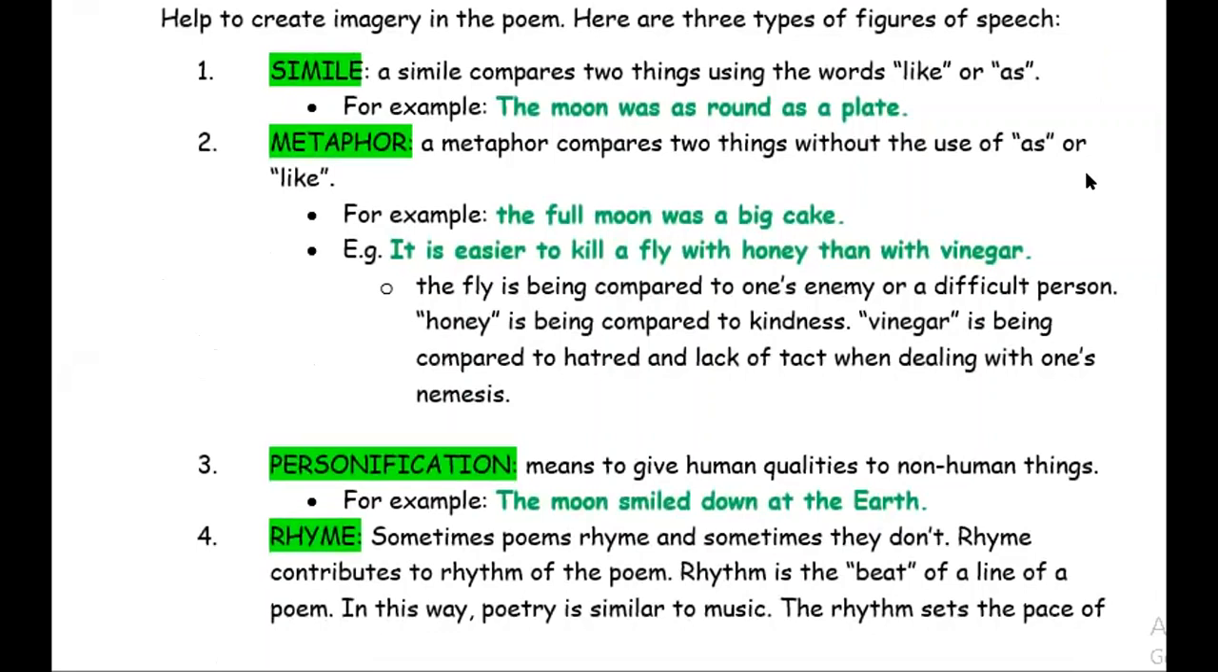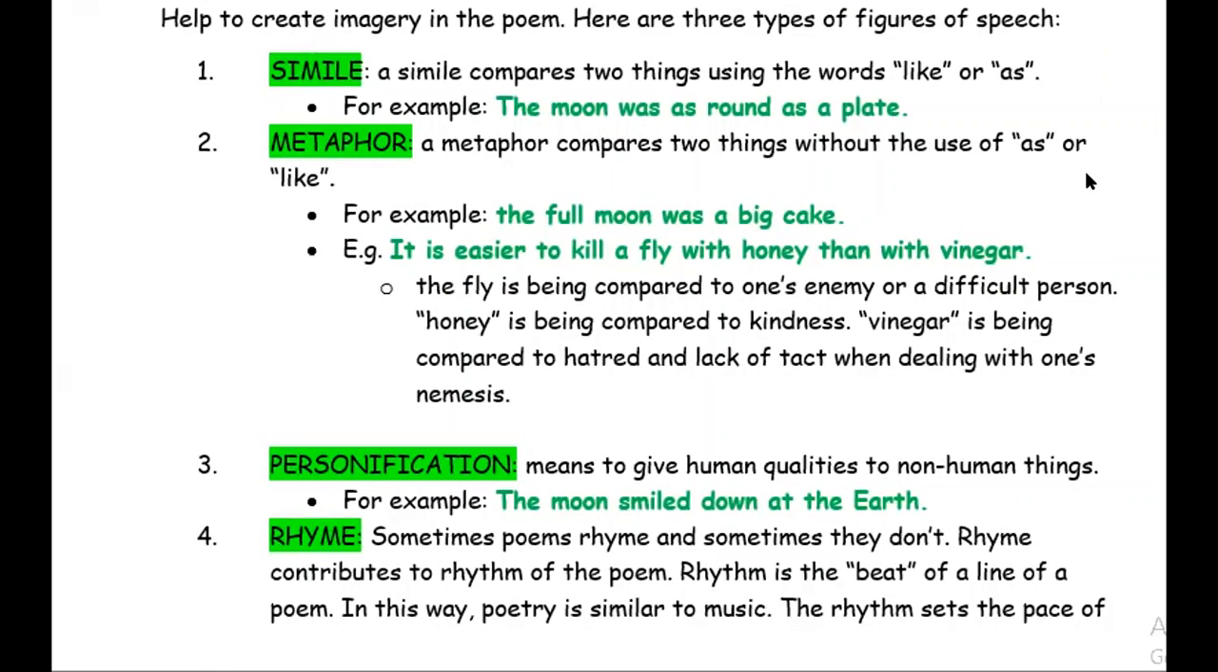A simile is pretty simple. A simile is when we compare two things using the words as or like, right? For example, the moon was as round as a plate. So what is the imagery that comes to your mind in this regard? Well, we think of a plate that's white, and we look at the roundness of a plate. The plate doesn't have any crevices or rough edges. It's very smooth, just like the moon.